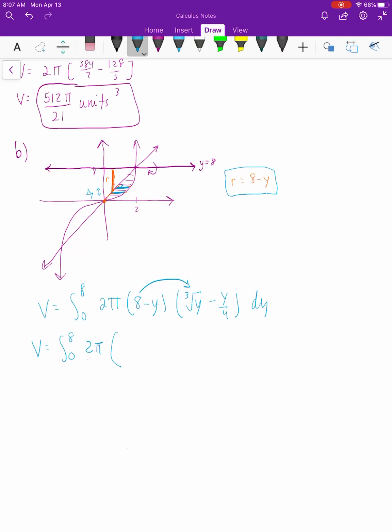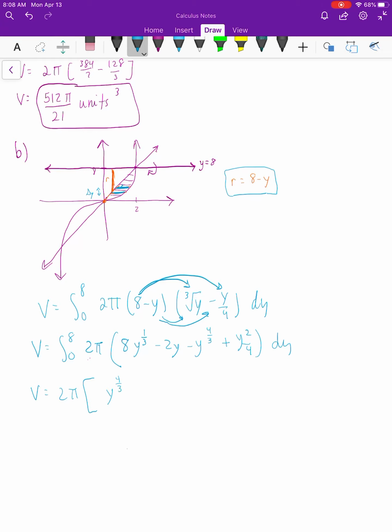Oh, I forgot to bring my 2 pi out front. That's okay. I'll do it on the next line. So now I'm going to multiply. So this is going to be 8, and I'm going to make this y to the 1/3. And then when I multiply here, I'm going to get minus 2y. When I multiply here, I'm going to get minus y to the 4/3. And when I multiply this last one, I'm going to get positive y squared over 4. Now I'll bring that 2 pi out in front.